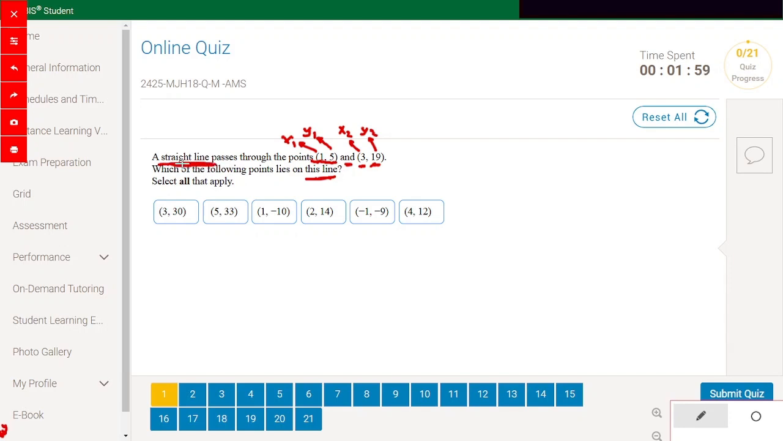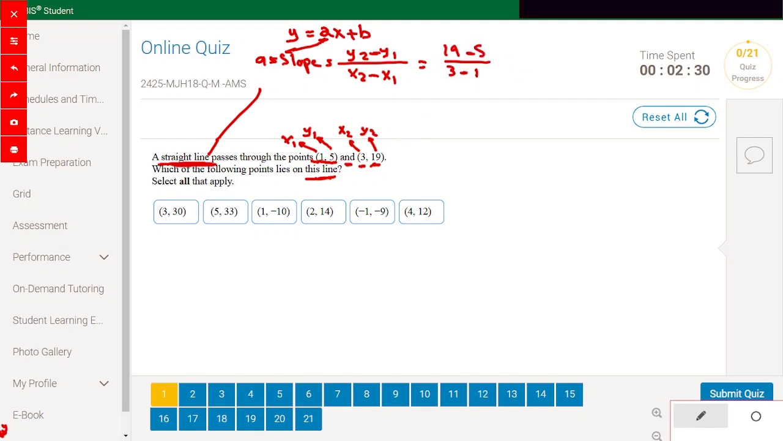get the line equation. As we know, it is in this form: y equals ax plus b. A is the slope, and the slope equals y2 minus y1 divided by x2 minus x1. So let's substitute: 19 minus 5 divided by 3 minus 1. So 19 minus 5 is 14, divided by 2 equals 7. So a will be equal to 7.